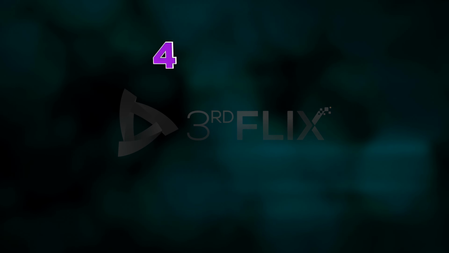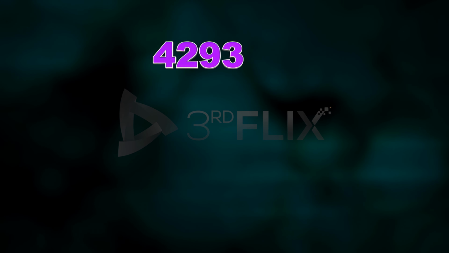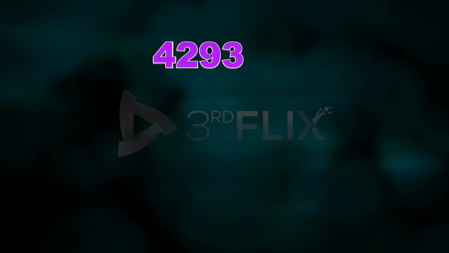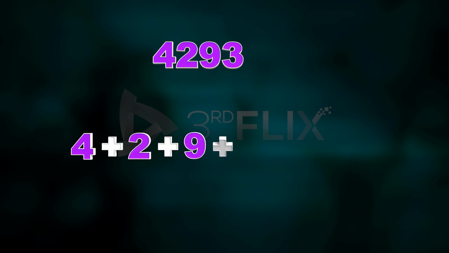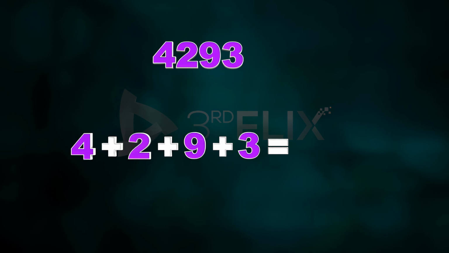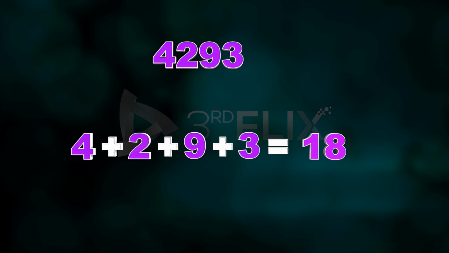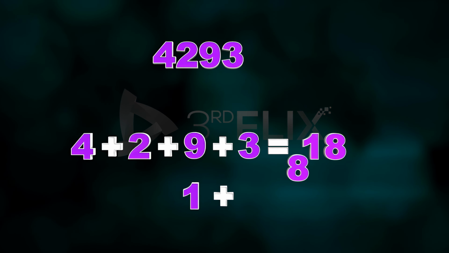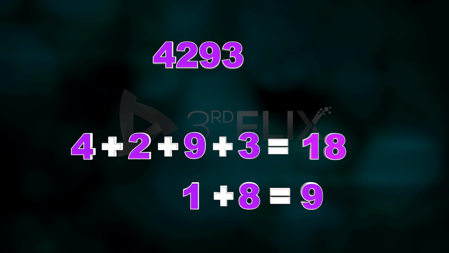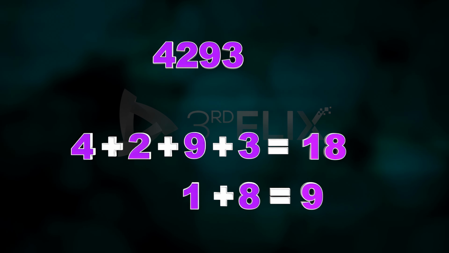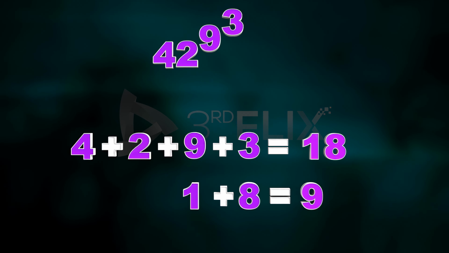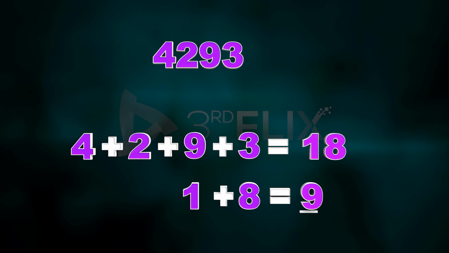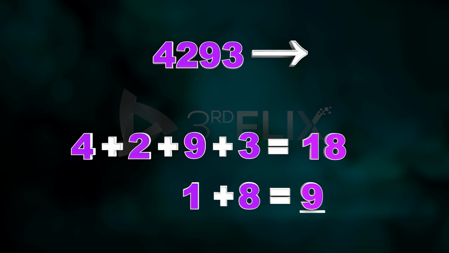Example 4, 2, 9, 3. Here 4 plus 2 plus 9 plus 3 is equal to 18, which is 1 plus 8 is equal to 9. Since the sum of all the digits in 4, 2, 9, 3 is 9, it is divisible by 9.